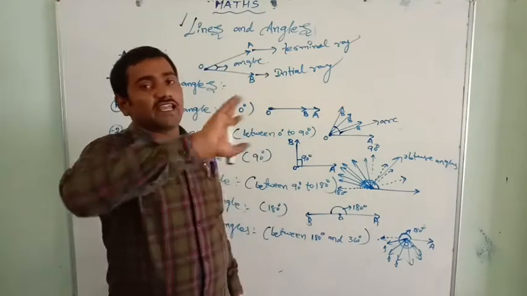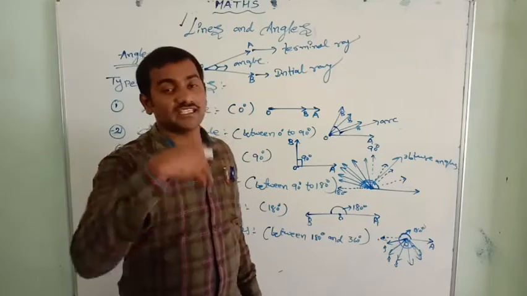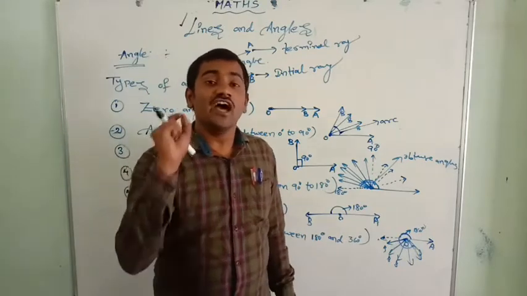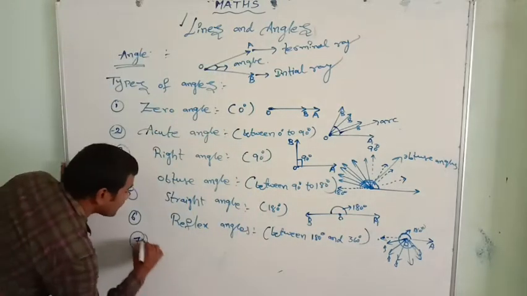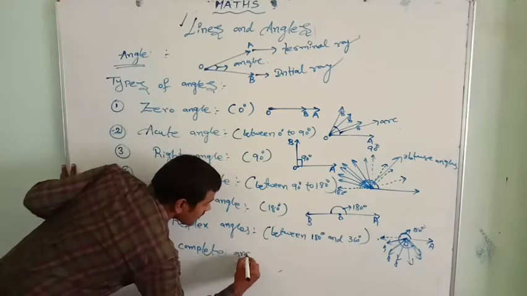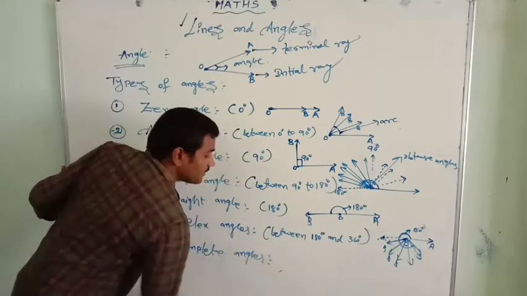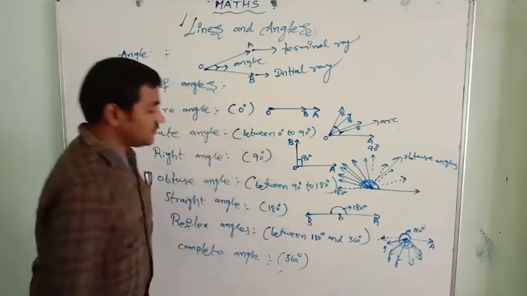So, reflex angles. Angles more than 180 degrees and less than 360 degrees are known as reflex angles. Next, the last type of angle is known as a complete angle. The complete angle is measured by 360 degrees.